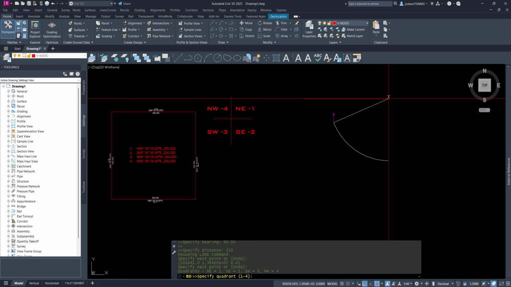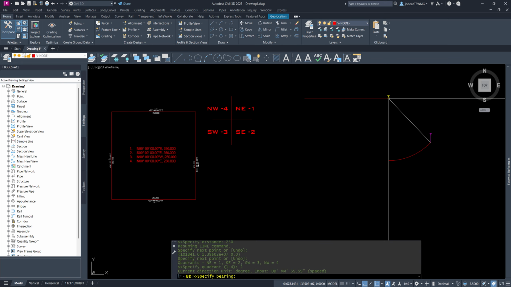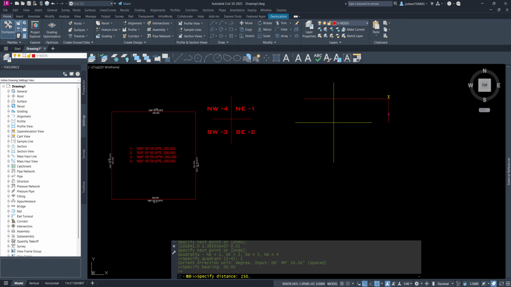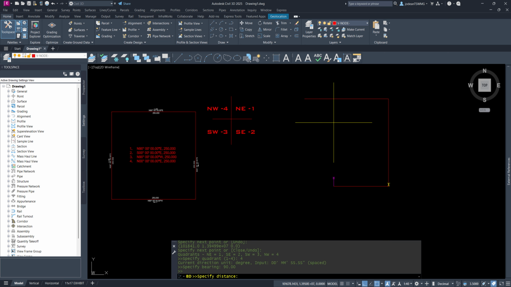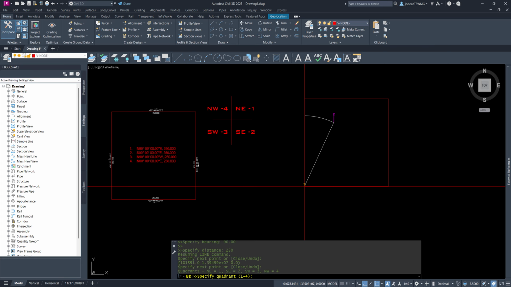Our second call is southeast, so our quadrant will be 2. Enter our call is 0.00 for degrees, minutes, and seconds. Distance 250. There's our second line. Our third call is northwest, 90 degrees, so our quadrant will be 4. Bearing will be 90.00. Distance 250.